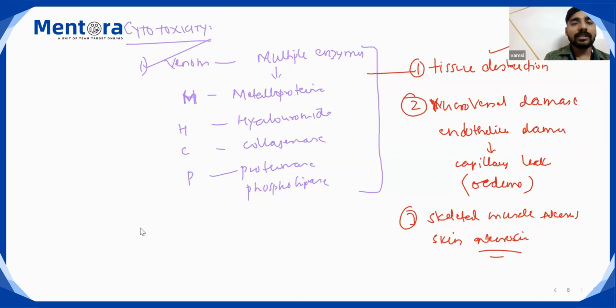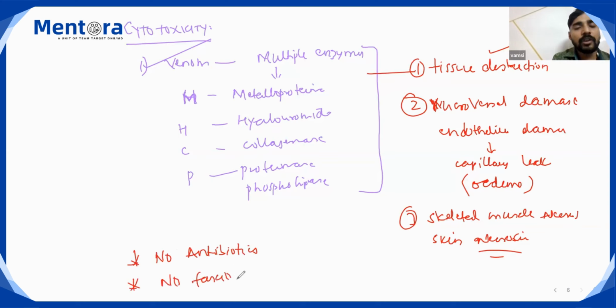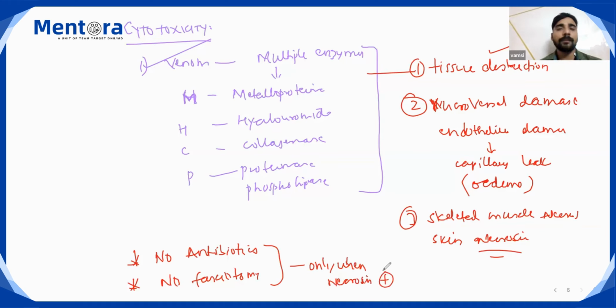The important thing here is, for example, a patient has come to you after a snake bite, and there is swelling of the leg. So what to do? First of all, if there is severe pain, you have to give painkillers only. One important thing is, you should not give any antibiotics. There is no role of antibiotics, right? And second, there is no role of any fasciotomy. You have to do fasciotomy or give antibiotics only when there is necrosis. Only when necrosis is present, you give antibiotics or do fasciotomy, right?